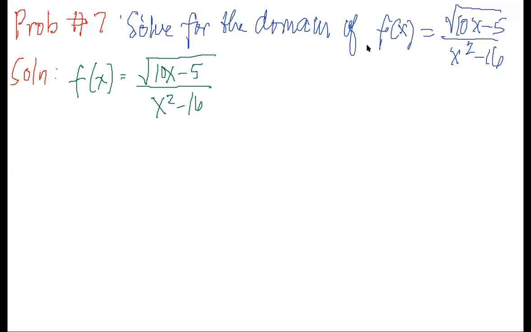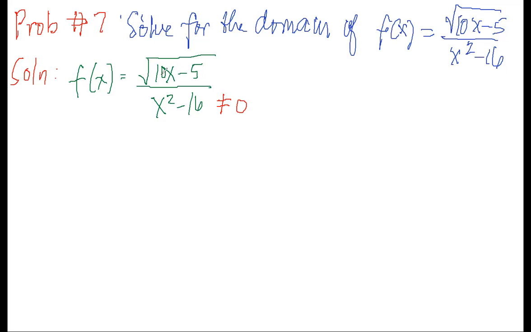Problem number 7, solve for the domain of f of x, which is equal to the square root of 10x minus 5 over x squared minus 16. So here, the function f of x is composed of a numerator and a denominator, and the denominator should not be equal to 0, as we always use for the condition, such that function f of x will not be undefined. Or else, if the denominator is 0, then it becomes undefined.